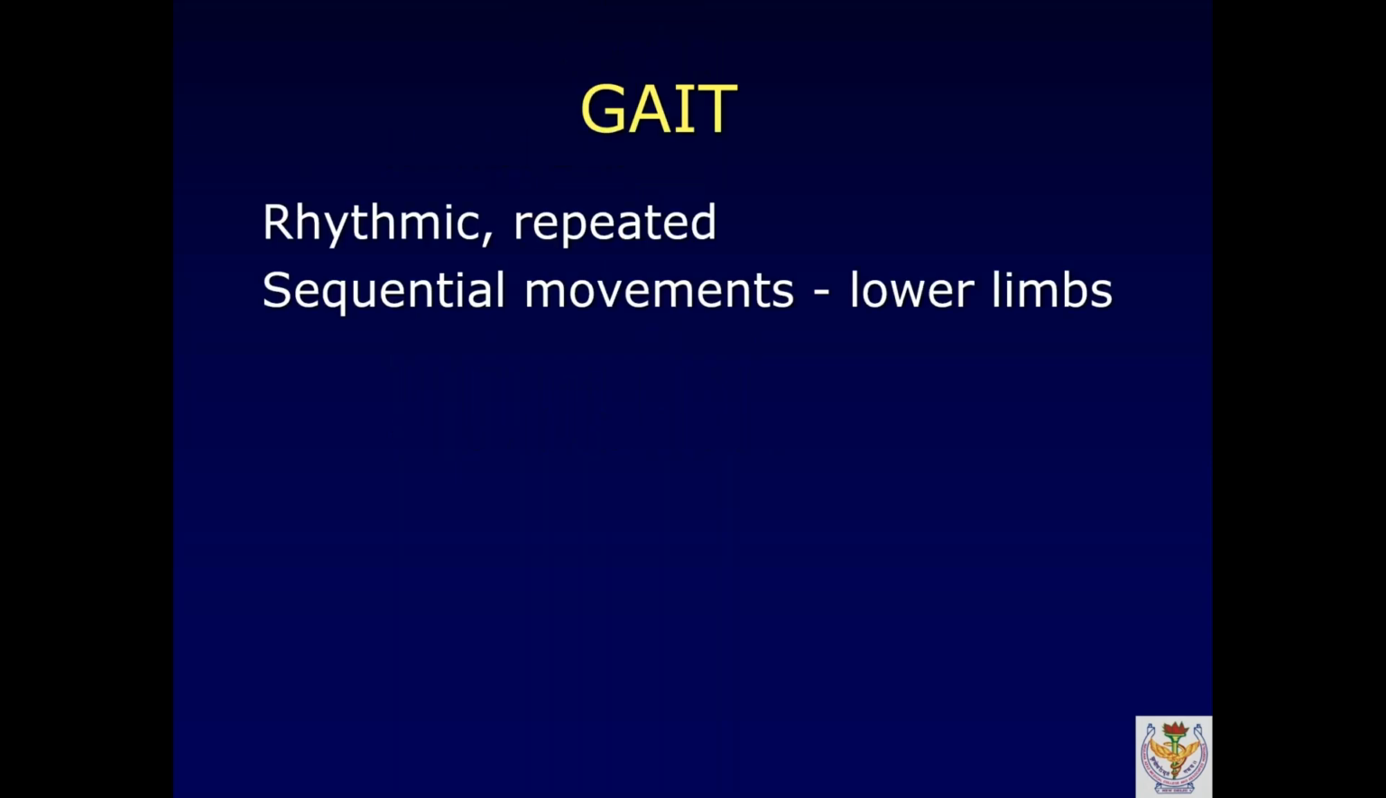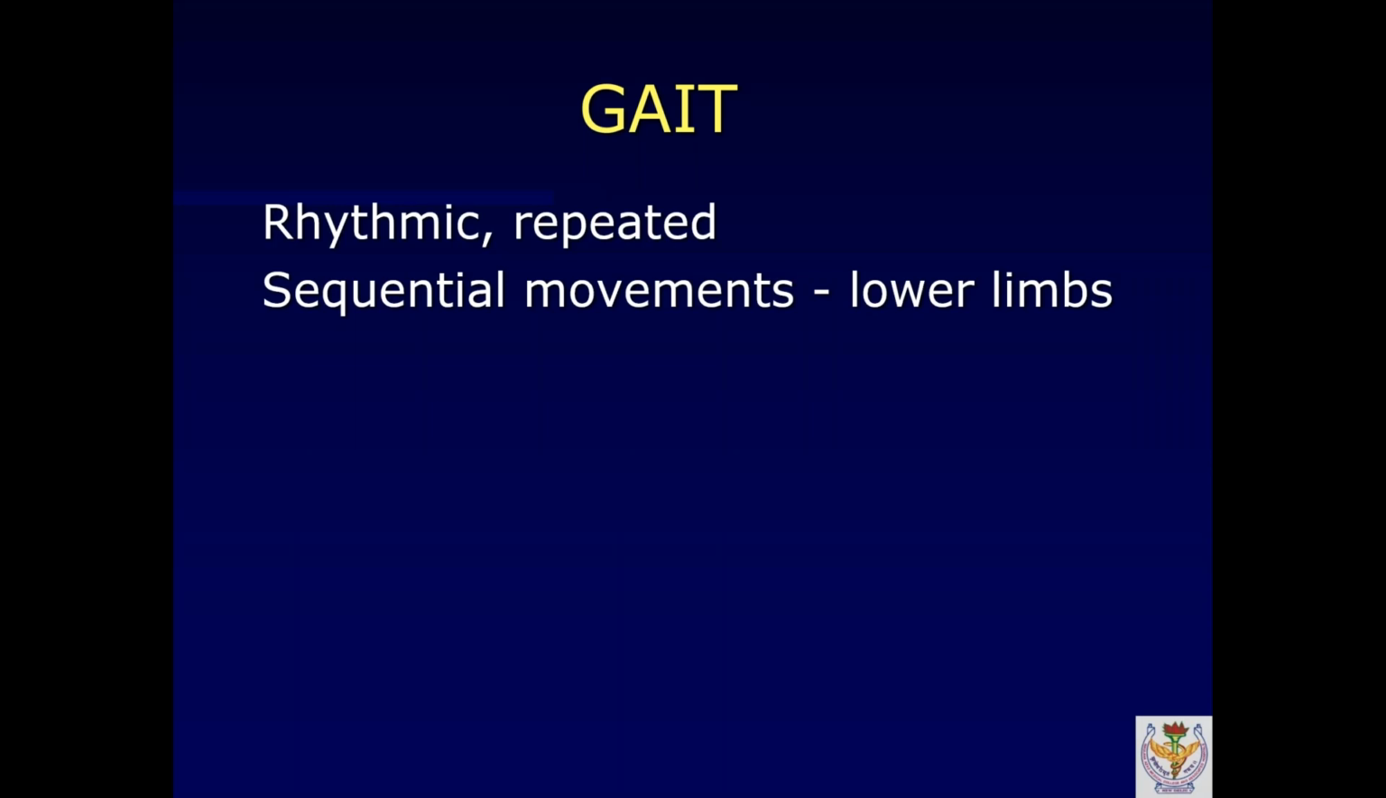So what is gait? Gait, if you say simply, is the way one walks, the manner of walking, right? But if you look at the scientific definition, it is the rhythmic, repeated, sequential movements of the lower limbs. So basically, the lower limbs are helping you to ambulate when you're walking, right? And the upper limbs are carried along with the way the lower limb is moving, and the momentum is created, and the arms are also swinging.